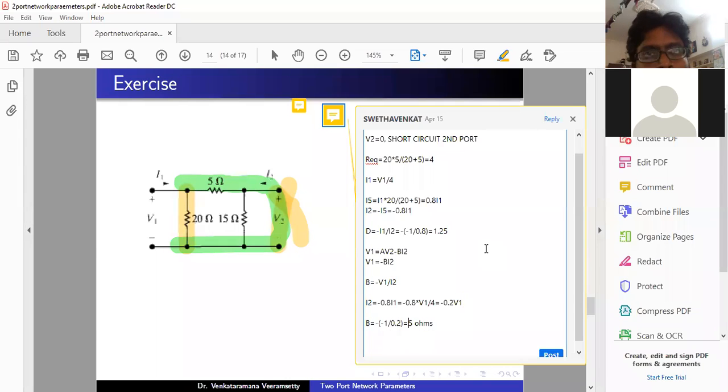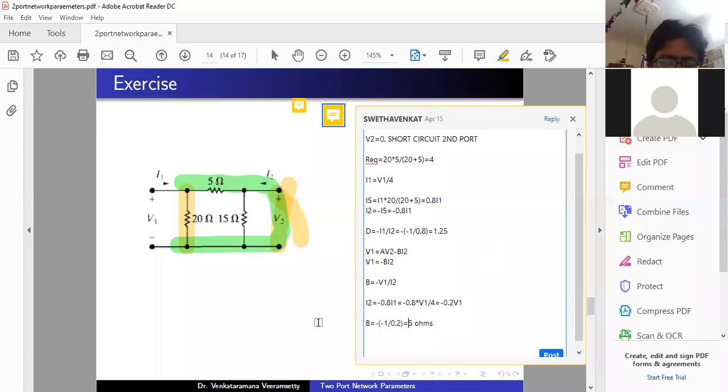Similarly, if we want to calculate the B and D parameters, make V2 equal to 0, or short circuit the second port. After making V2 equal to 0 by short circuiting the second port, calculate I2. Then take the ratio between V1 and I2 to calculate B with a negative sign, and also the ratio between I1 and I2 to calculate D with a negative sign. So this is the procedure for calculating the transmission line parameters or ABCD parameters of any two-port network.